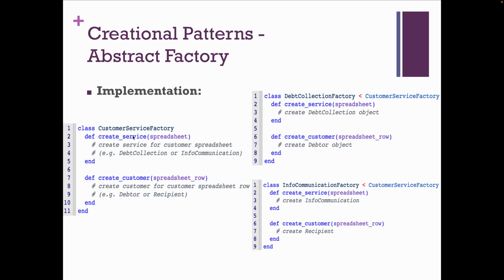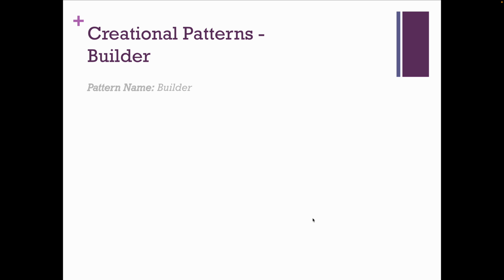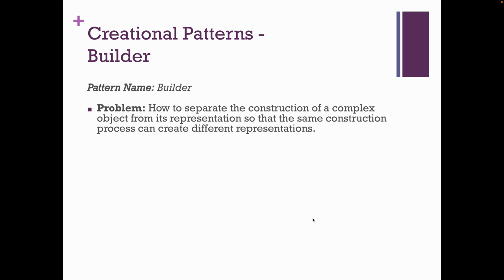And that's just some code that's showing how it happens. This factory can create a service and a customer from a spreadsheet and a spreadsheet row, but this one will intentionally create only debt collection objects for the service and debtors for the customer, whereas this one will only create info communication objects for the service and recipients for the customer, because those guys are only going to receive a message. They're not going to have to pay or anything. So that's a quick example. Let's go to the next one.